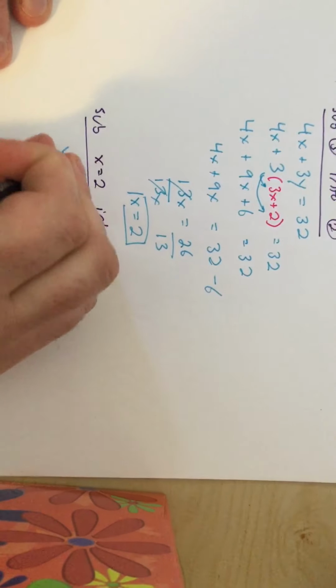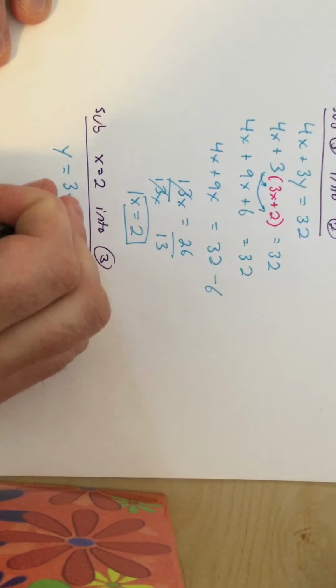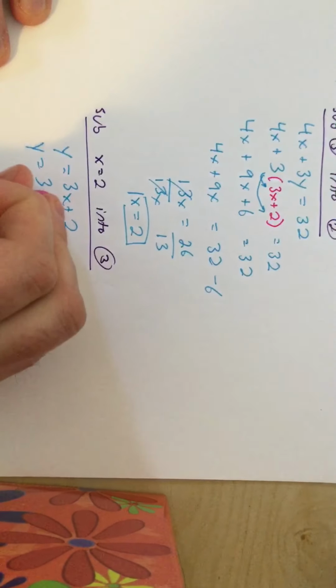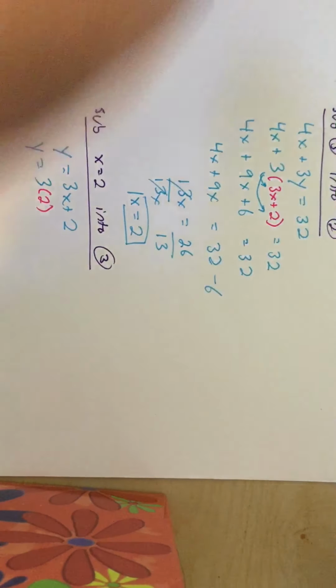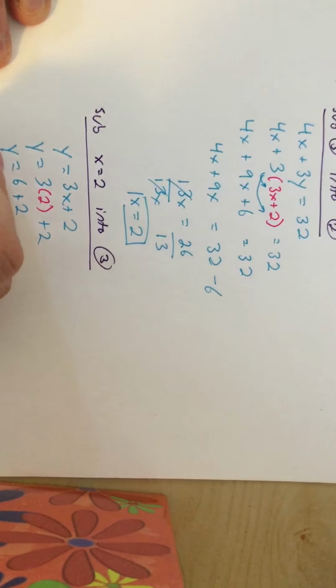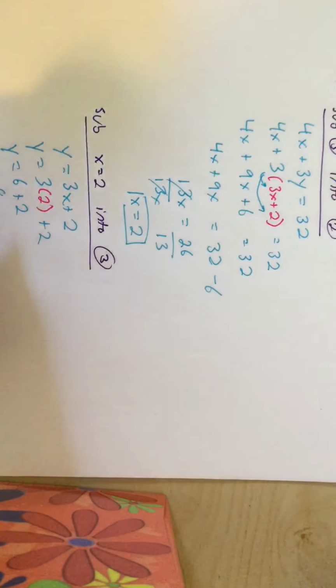So, y equals 3x plus 2. Instead of x, I'm going to write 2, because x is 2. So y equals 6 plus 2, y equals 8.